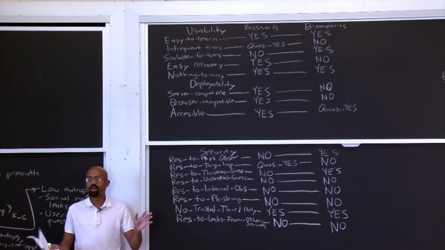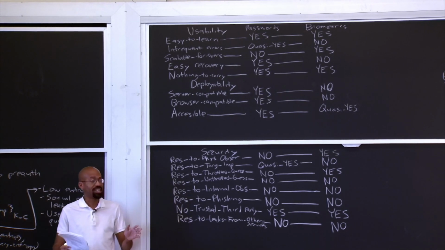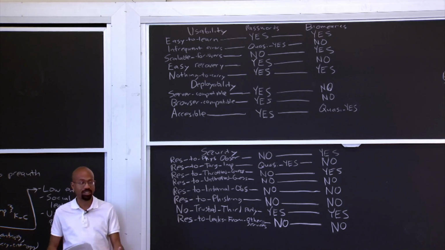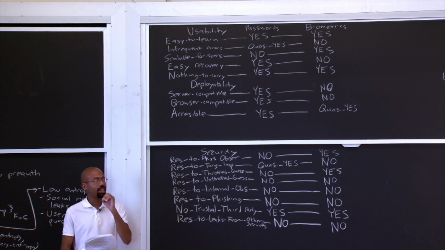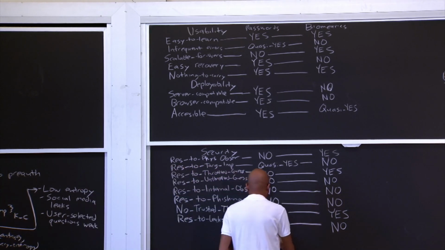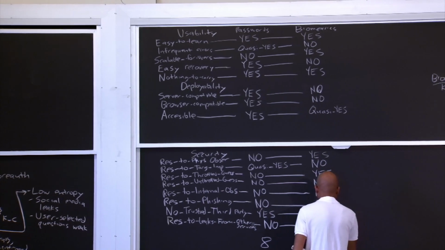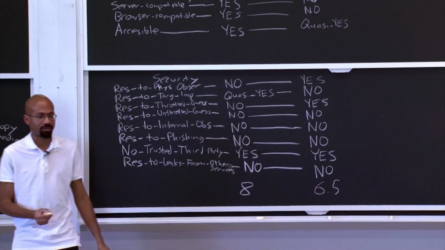Just to be clear, this is not totally arbitrary, it is almost totally arbitrary. But this is part of the interesting exercise of trying to understand what this paper is trying to tell us. So with that scheme, yes equals 1, no equals 0, and quasi-yes is 0.5. What do the scores end up looking like? We end up seeing that passwords get an 8, and biometrics get a 6.5.